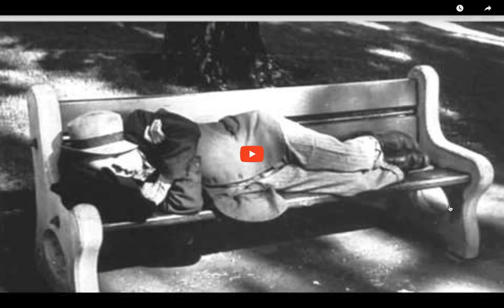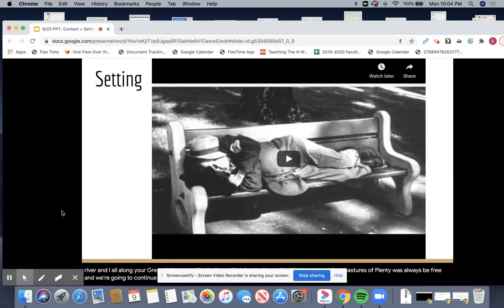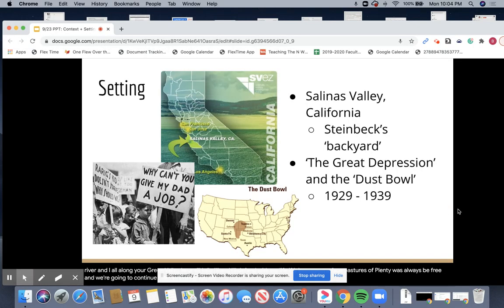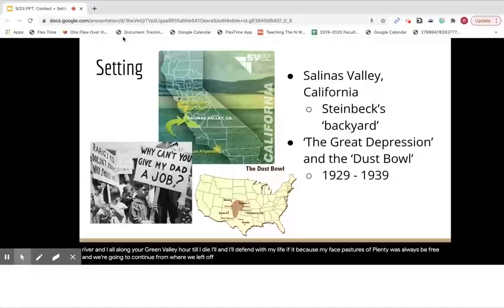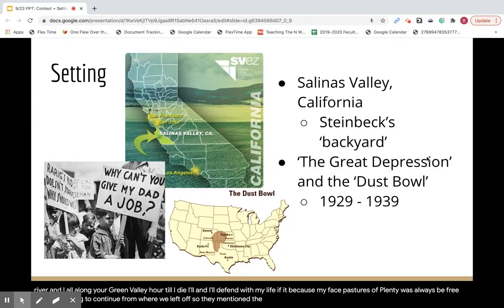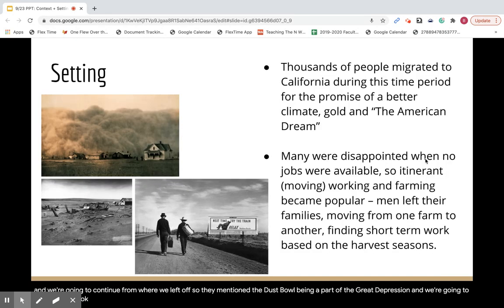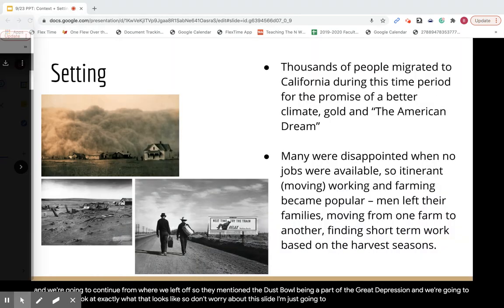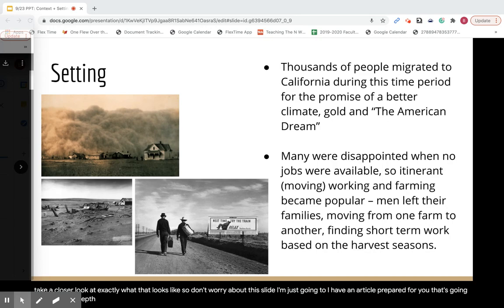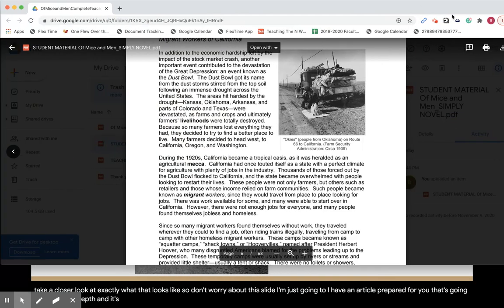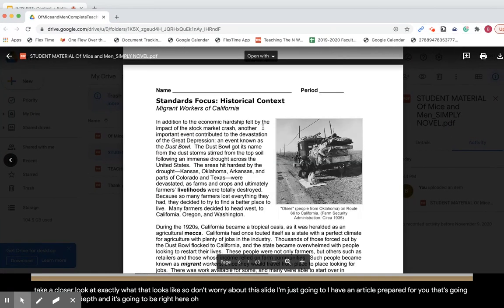Yeah, and we're going to continue from where we left off. All right. So they mentioned the Dust Bowl being a part of the Great Depression, and we're going to take a closer look at exactly what that looks like. So don't worry about this slide. I'm just going to have an article prepared for you that's going to go more in depth, and it's going to be right here. All right.